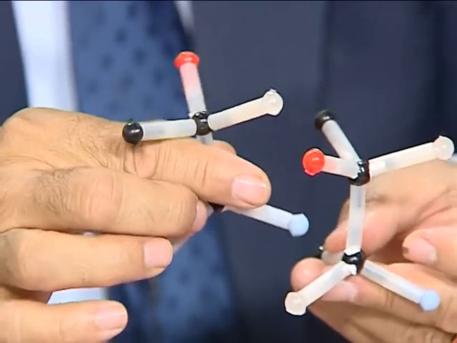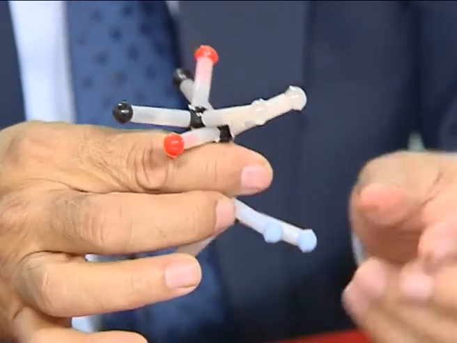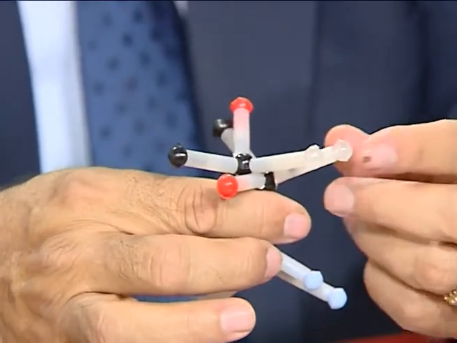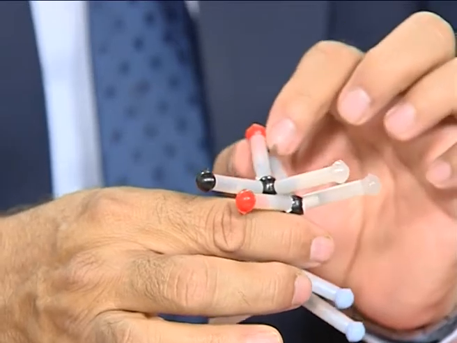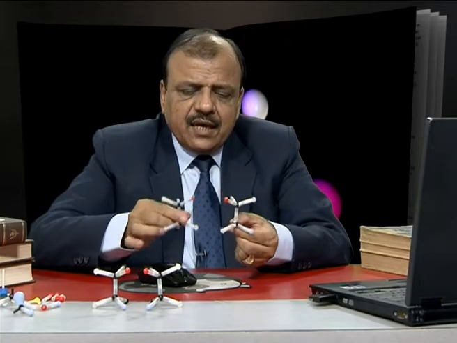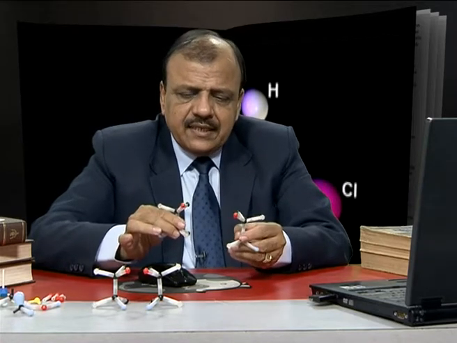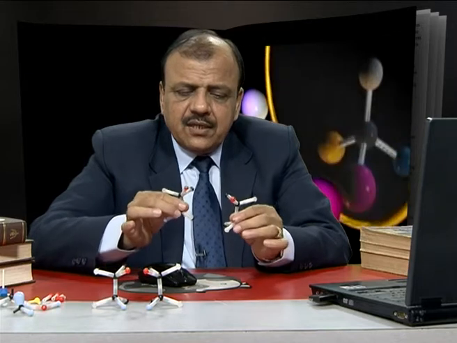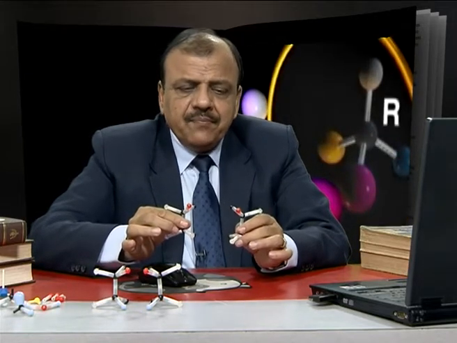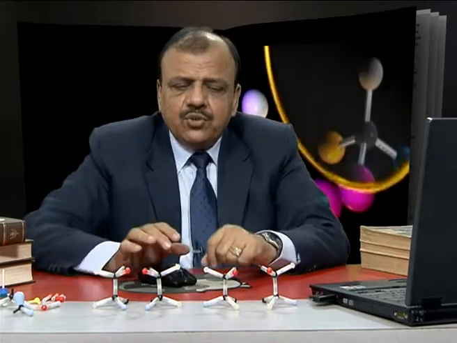If I rotate and try to superimpose hydrogens, even that is not feasible, because now two chlorines are matching, two hydrogens are matching, but these methyl and bromines are not matching. It means they are also non-superimposable mirror images of each other. So now for 2-bromo-3-chlorobutane, we have these 4 possible isomers which constitute 2 pairs of enantiomers.